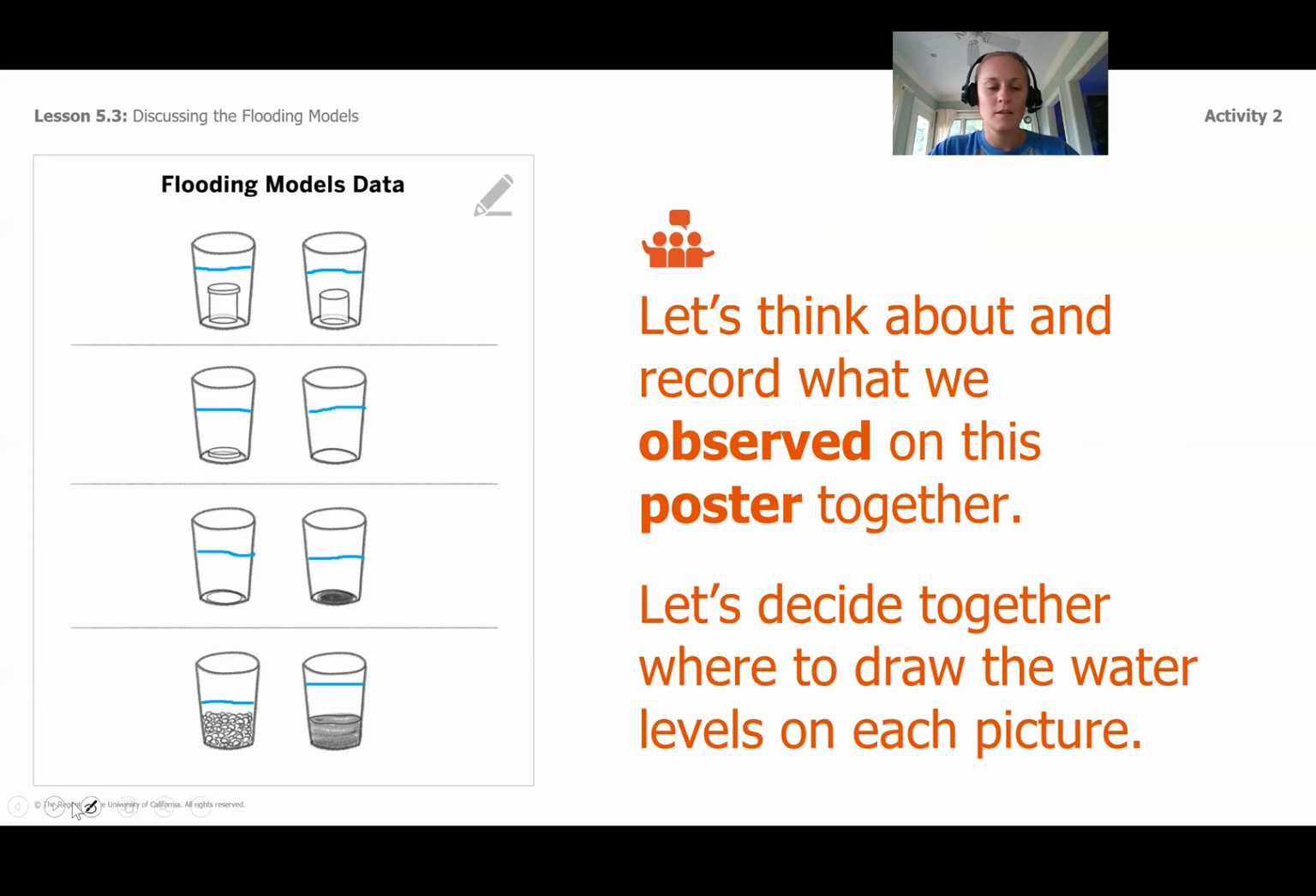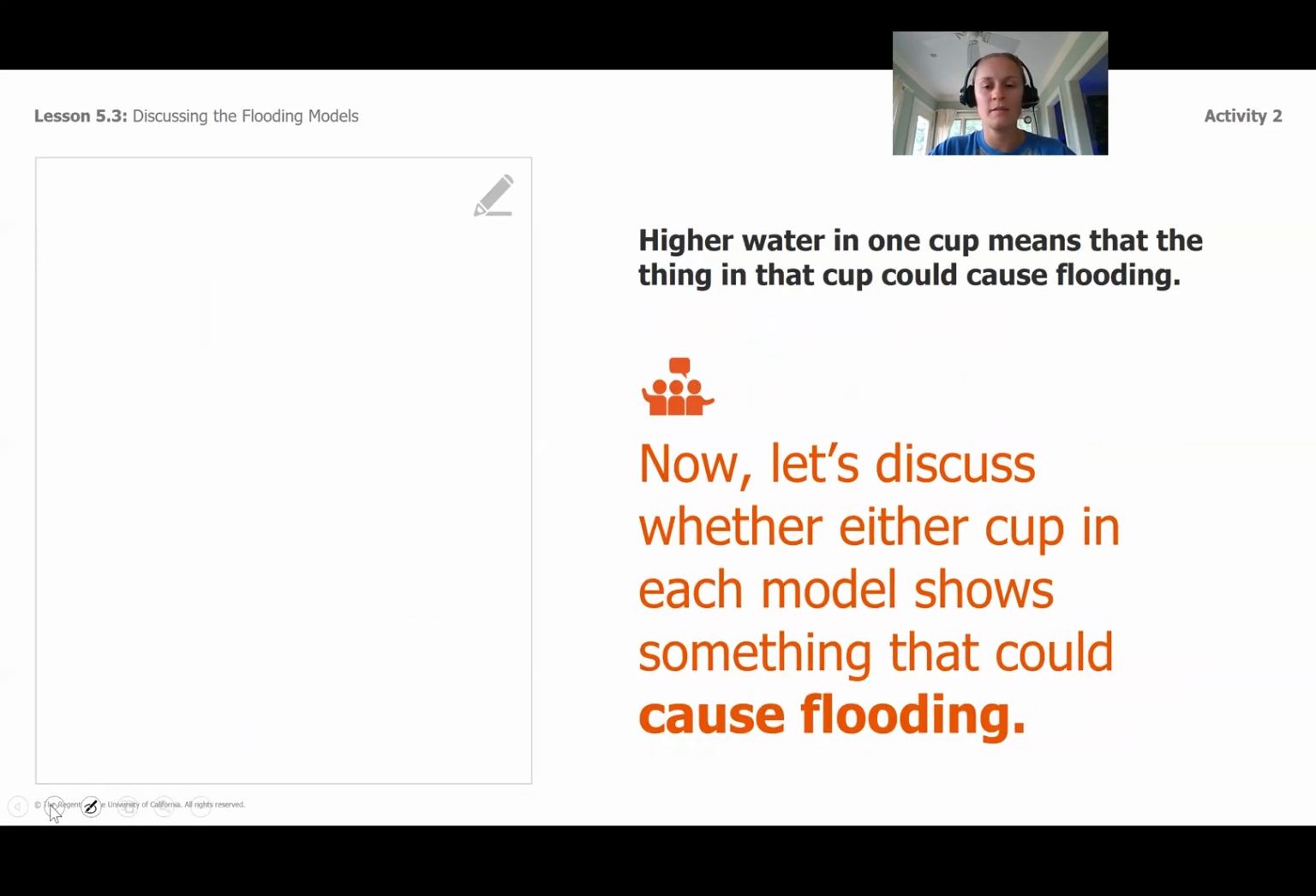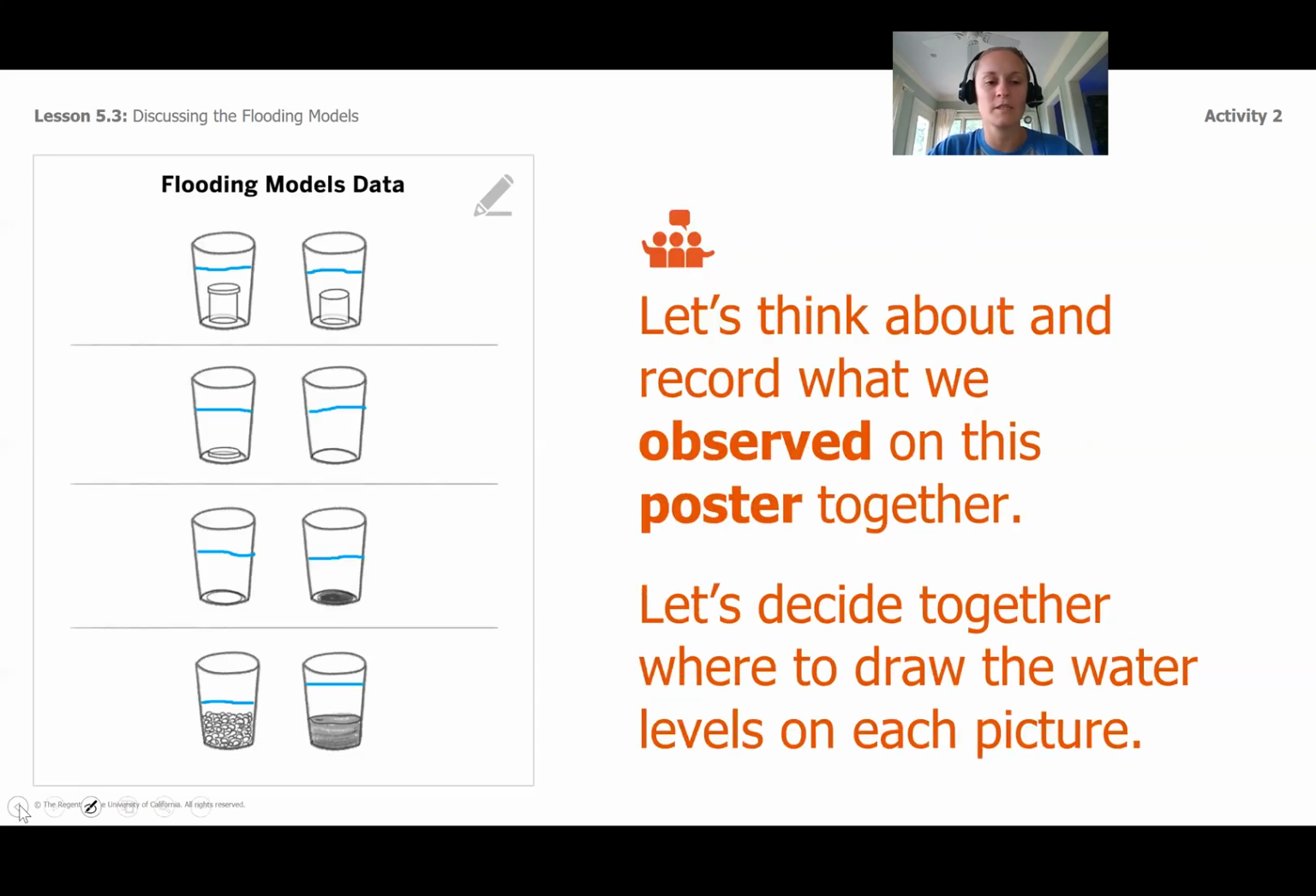So let's keep thinking. So let's discuss whether each cup in each model shows something that could cause flooding. So let's go back real fast. All right, so do you think the garbage can covers could cause flooding? I'd say that would be a little bit odd, right? For garbage can covers to cause flooding on a playground. And plus, the water line was not much different. It was just a little bit higher.